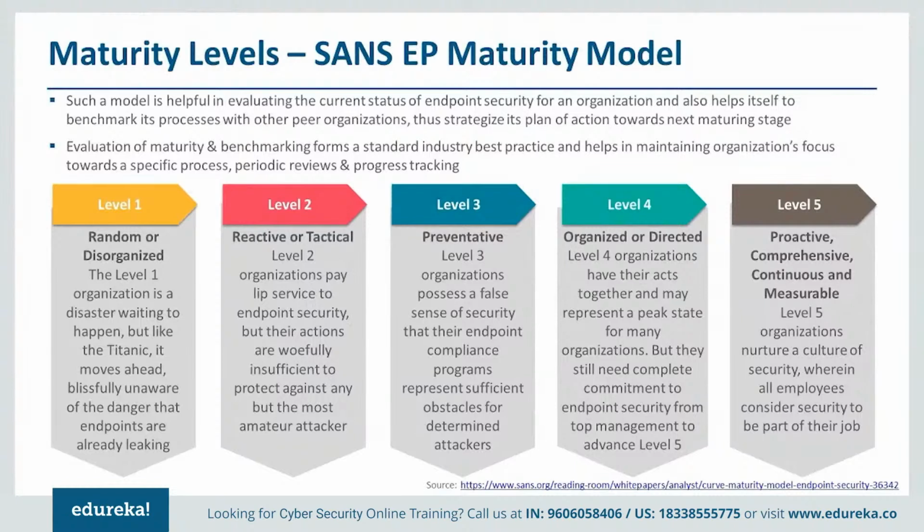The level one organization is a disaster waiting to happen. Any time a disaster can happen, they might not be aware of it and will not be ready, so the endpoint is always in a danger zone. Level two is the organization that pays. They just pay for the word security. They don't have particular intention or sufficiency in infrastructure, network, or endpoint solutions. For namesake, they allot a security budget. That's it.